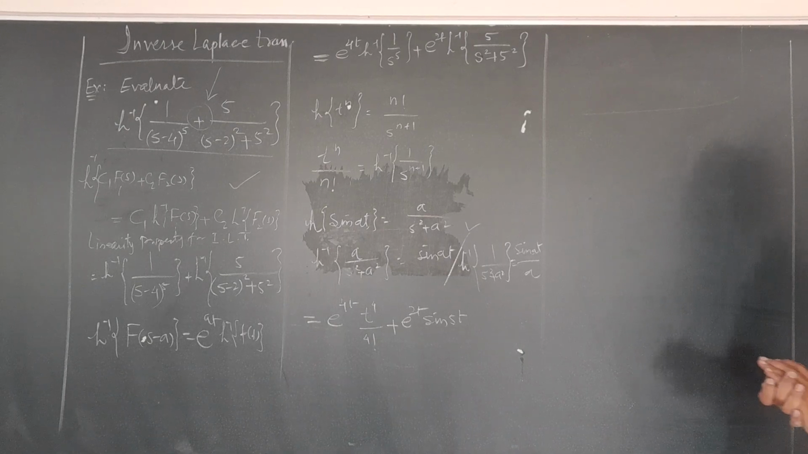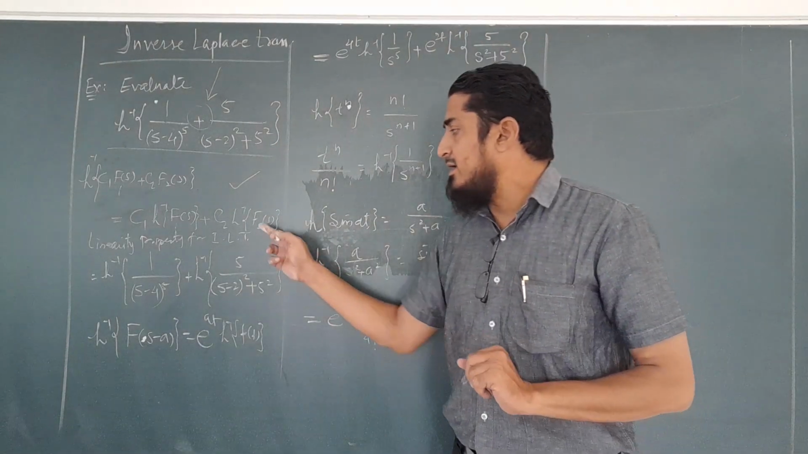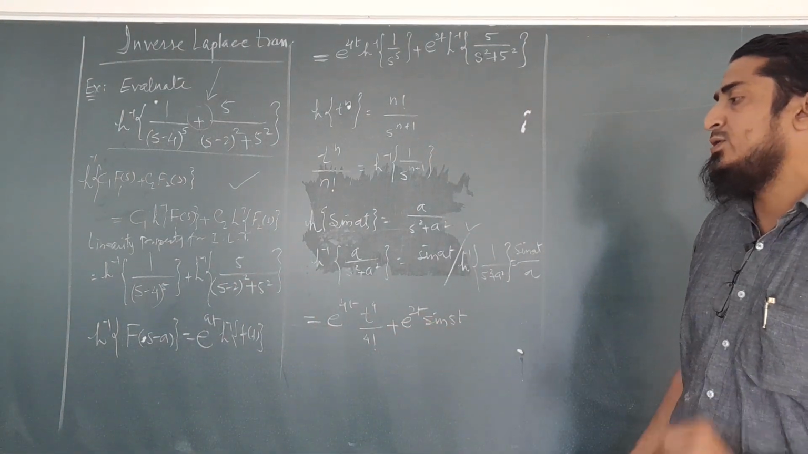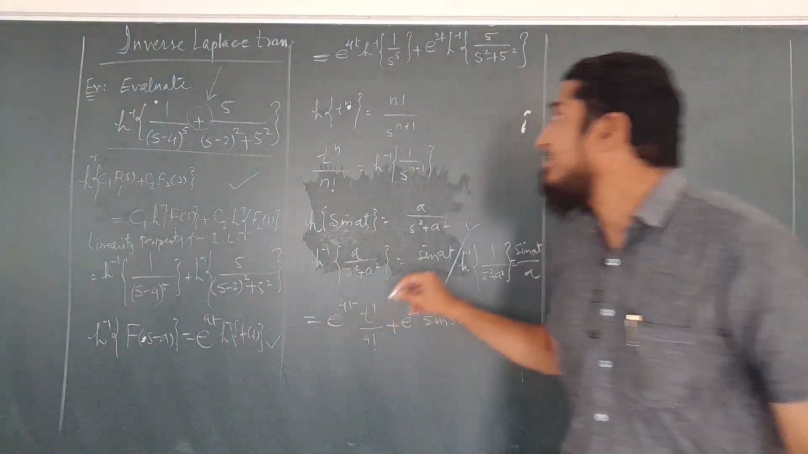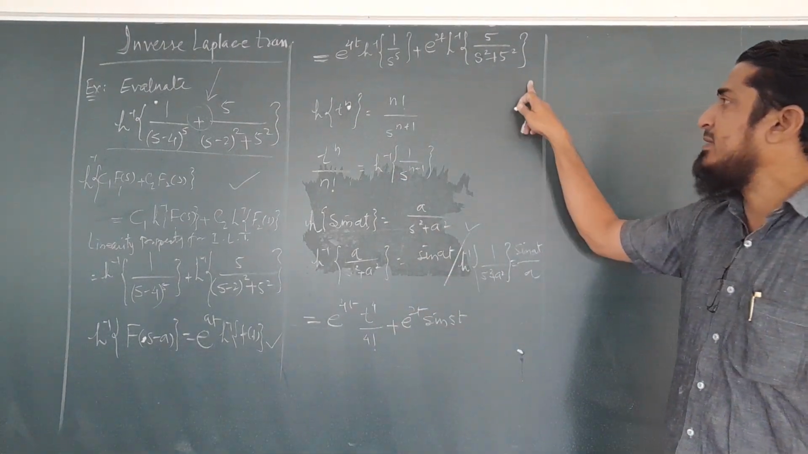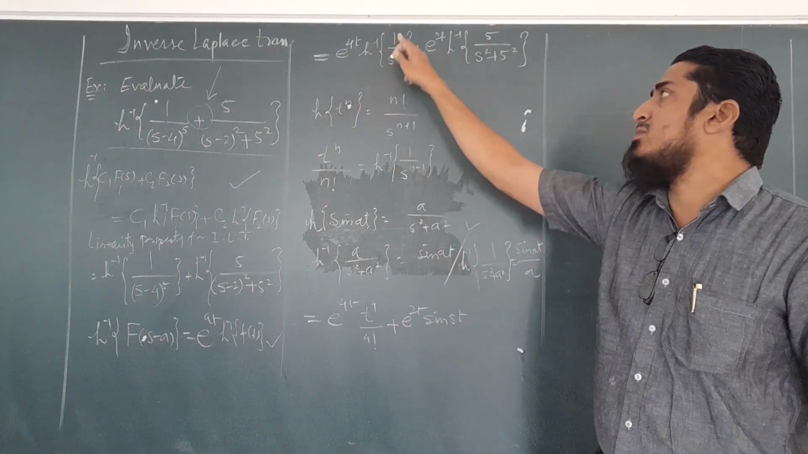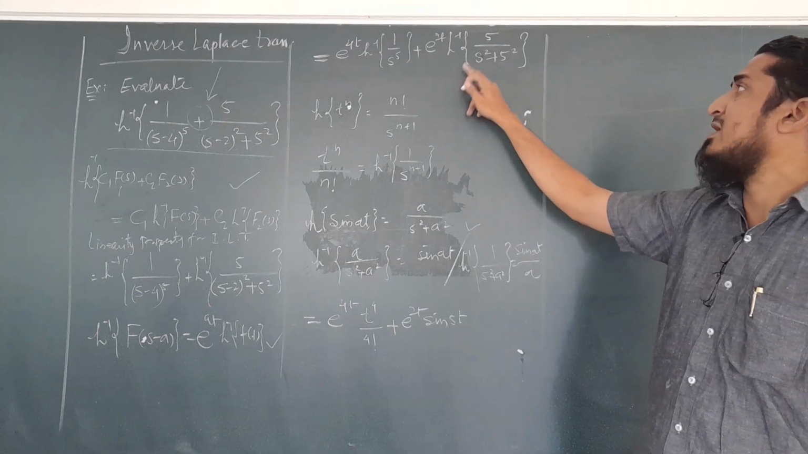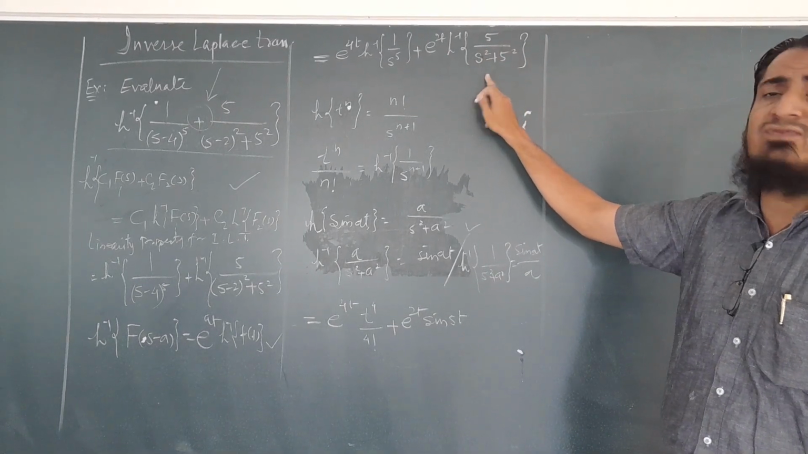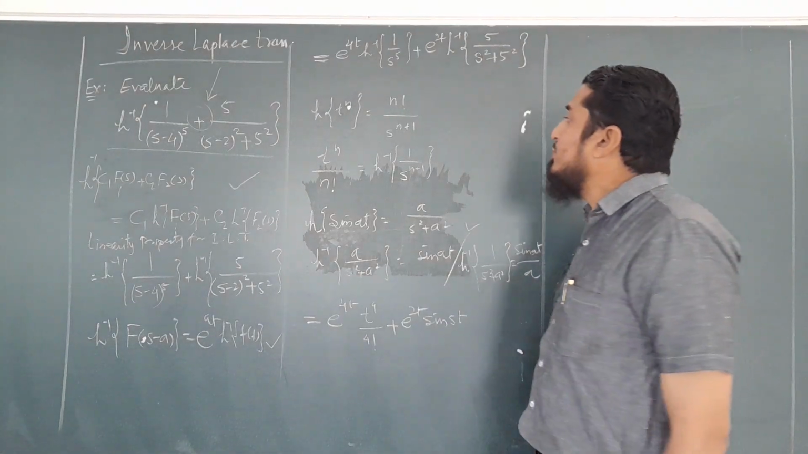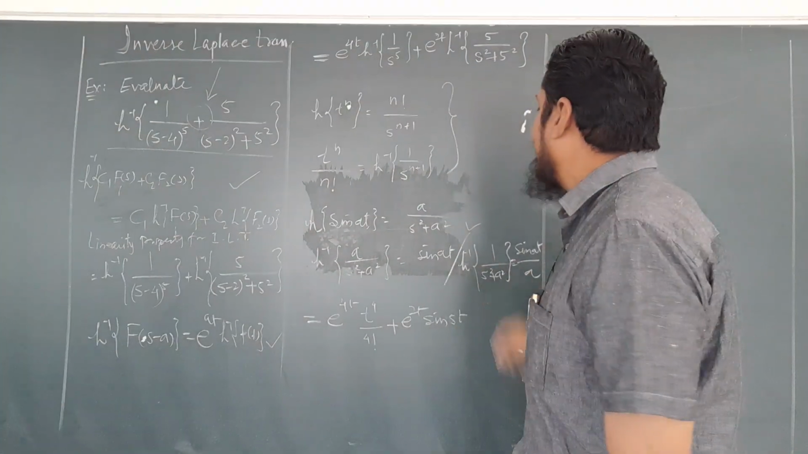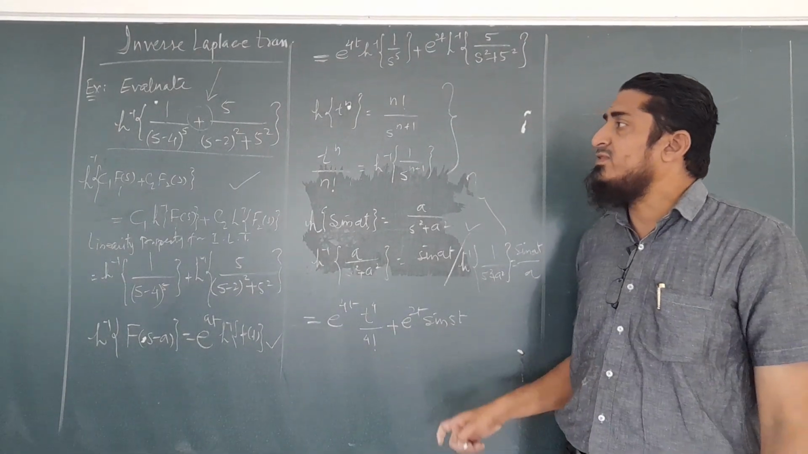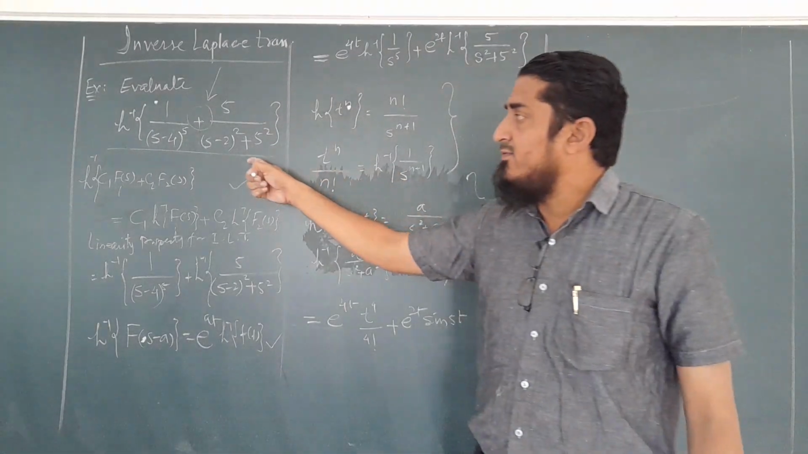Correct? Now by using this linearity property, we distribute the operator to both expressions, and by using the first shifting theorem, we get e raised to 4t times the inverse Laplace transform of 1 upon s raised to 5, and e raised to 2t times the inverse Laplace transform of 5 over s square plus 5 square. Correct? Now, using these basic formulas of inverse Laplace transform, we can deduce the result of this function.